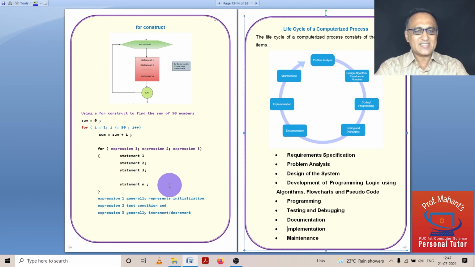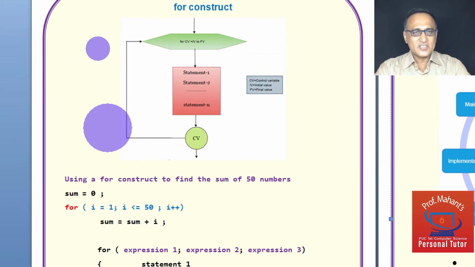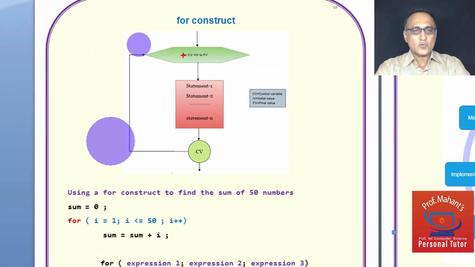Now just in case you want to understand, expression 1 normally represents giving initial values to variables. Expression 2 involves a test condition. Expression 3 normally involves increment or decrement, so that expression 2 at some point ends up becoming false. So just in case you want to take a look at this graphically, this is how it will look. So what I'm doing in this for loop.